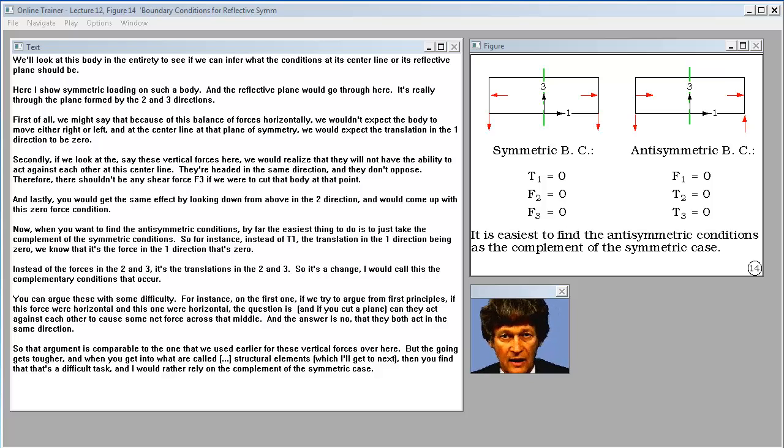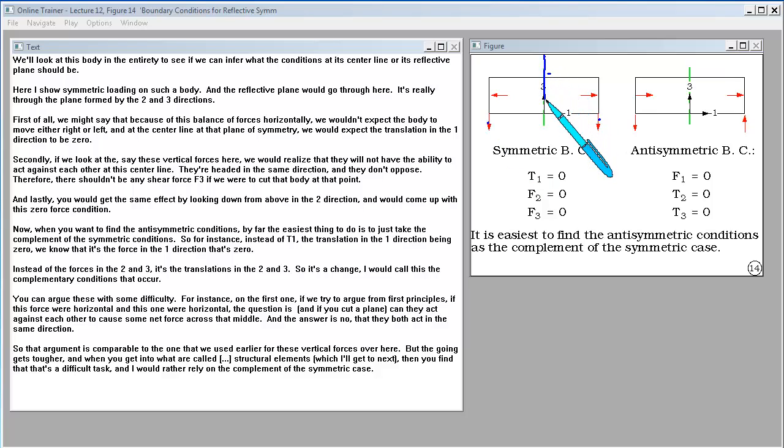We'll look at this body in its entirety to see if we can infer what the conditions at its center line or its reflected plane should be. Here I show symmetric loading on such a body, and the reflective plane would go through here. It's really through the plane formed by the 2 and 3 directions. First of all, we might say that because of this balance of forces horizontally, we wouldn't expect the body to move either right or left, and at the center line at that plane of symmetry we would expect the translation in the one direction to be 0.